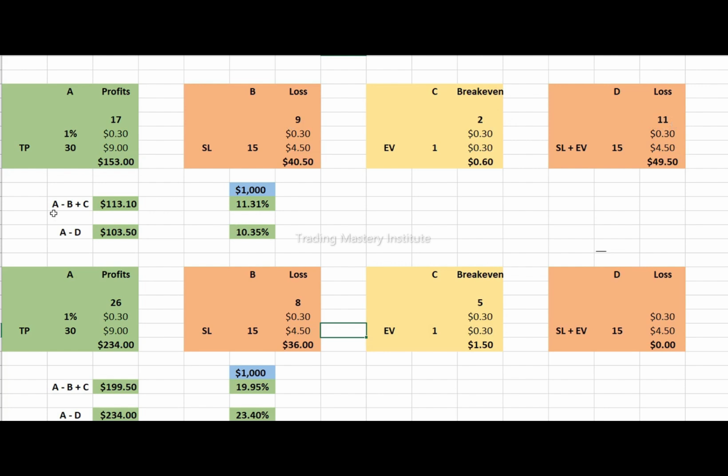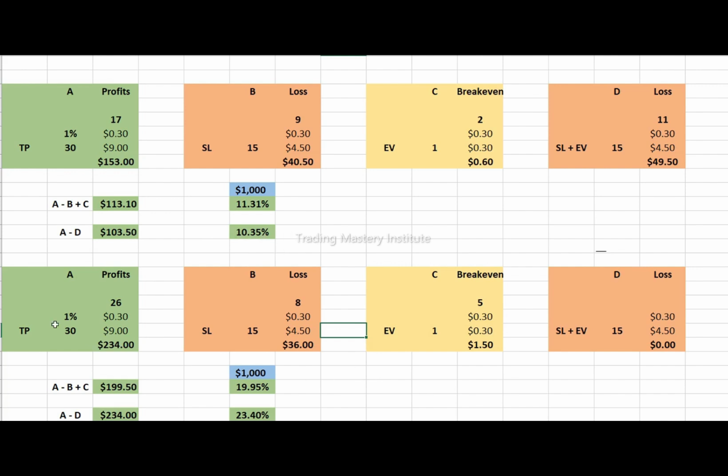So now we take the result of A, total profit, minus this total loss, which is B, and C, plus the break even. So if your account is at $1,000 and you are risking 1%, you will gain about 11.31%. So you grow the account for that particular week by about 11.31%. In dollar terms, it is $113.10. So if we were to take it as the maximum drawdown, you will experience about 10.35% growth in your account.